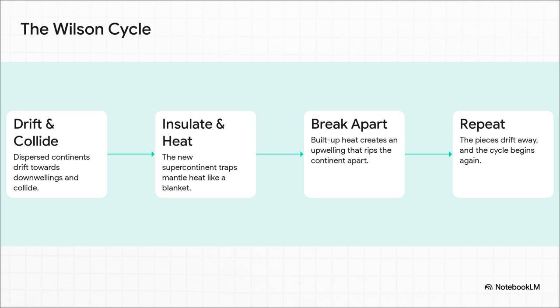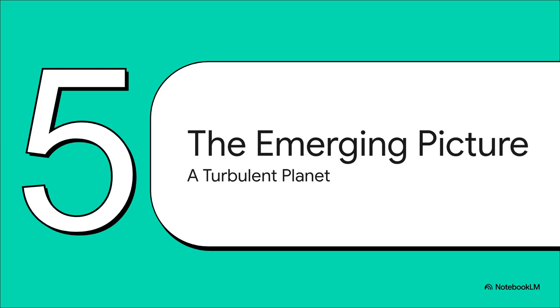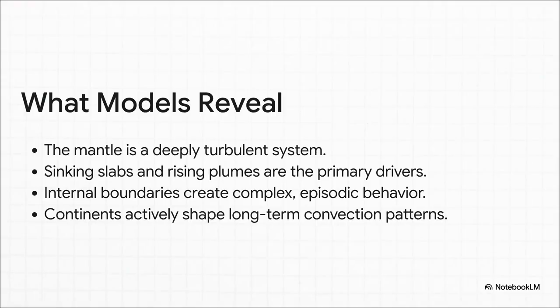So after we've added all these layers of complexity, internal heating, that weird viscosity, the phase boundaries, and now the continents, what kind of picture of our planet actually starts to emerge from these models? Well, the final picture isn't a simple simmering pot at all. It's a deeply turbulent engine. It's a world that's driven by these cold, sinking slabs and hot, rising plumes, with these strange internal boundaries that create stop-and-go avalanches deep inside the planet.